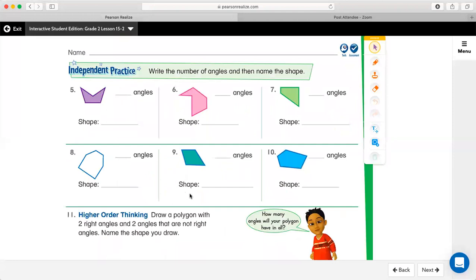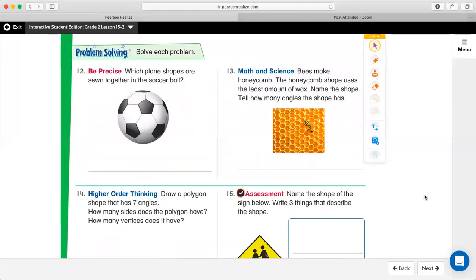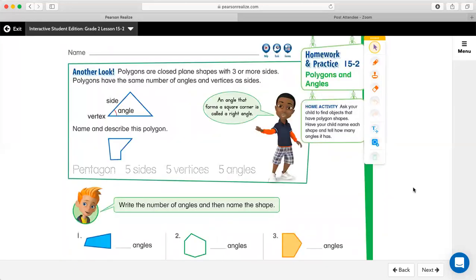And then you're going to have to draw a polygon with 2 right angles and 2 angles that are not right angles. So that one's going to be a little tricky, so I want you to think about it. So that has to have 4 angles total. Think about that as you're drawing. Okay. And then you're going to answer some questions. What shapes here are sewn together to make a soccer ball? And then you're going to move into your homework and you're going to do the same thing. Count the angles and then write the name of the shape.